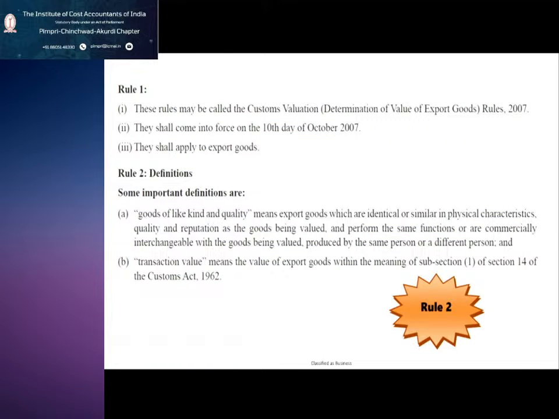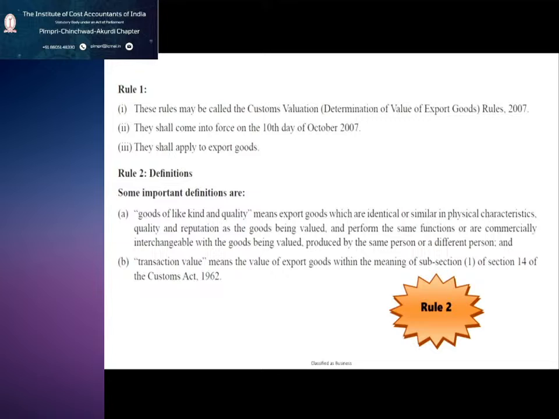The valuation rules came into force on the 10th October 2007, and they shall apply to all export goods. There are important definitions: goods of like kind and quality, and what is the transaction value. Goods of like kind and quality we call identical or similar in physical characteristics. If I tell you those definitions directly, you may understand only 1 to 2%.